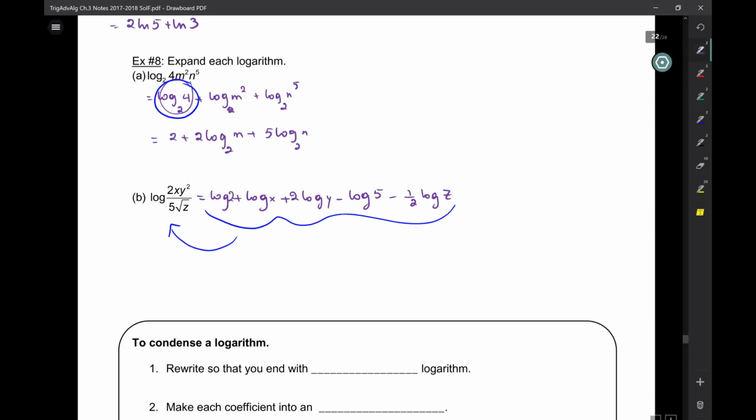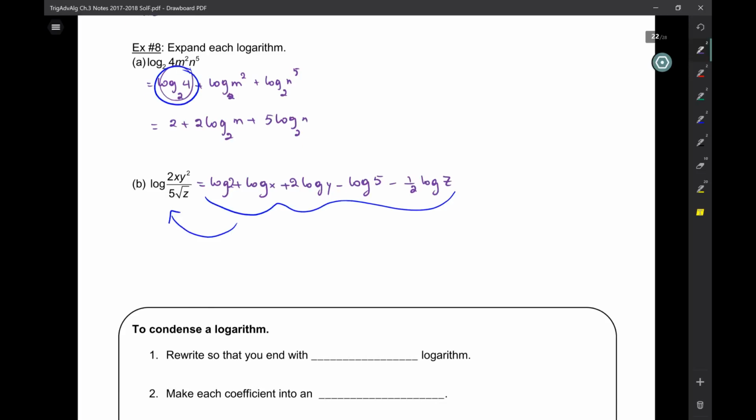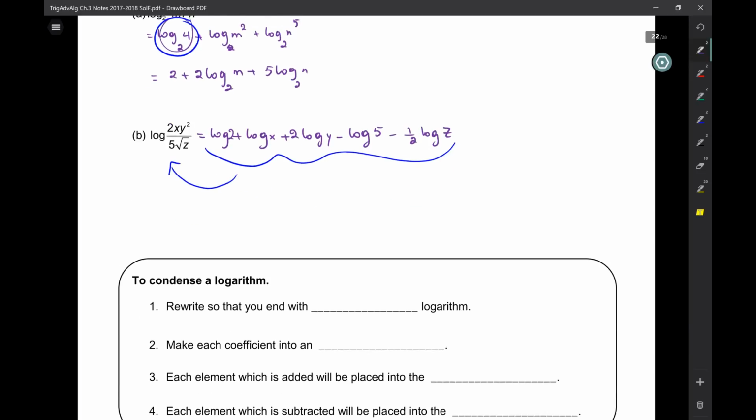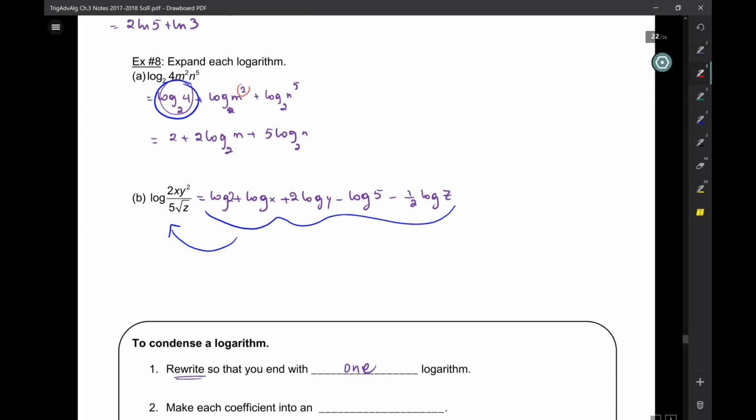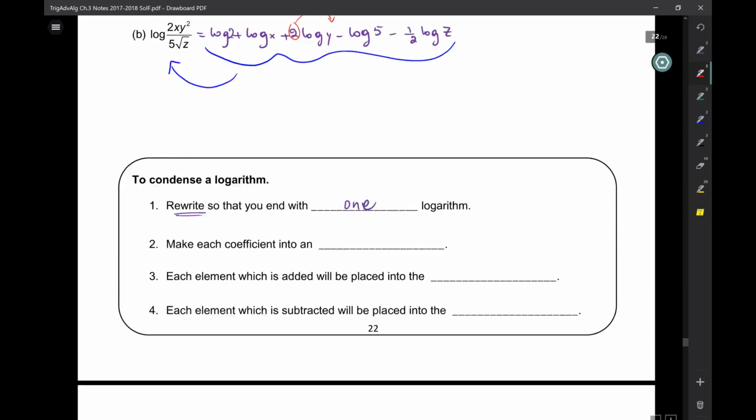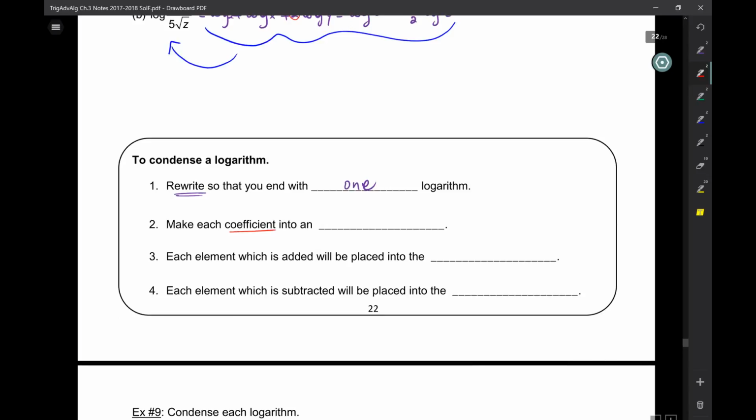So at the end of the day, what we're going to do is the opposite. We're going to condense it. So we're going to rewrite this so that you end up with one logarithm. You're going to condense into one logarithm. And how are we going to do this? Well, you see what we did before is each of the exponents became coefficients. Now we're going to go in the opposite direction. Each of the coefficients are going to become what? Exponents. So we're going to make each coefficient into an exponent.